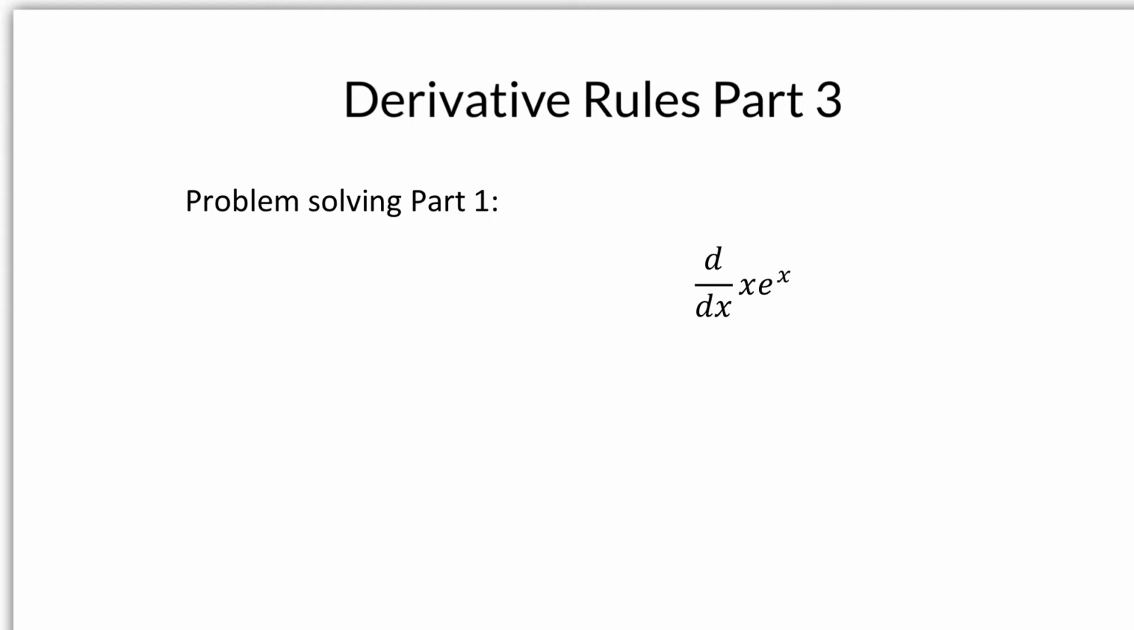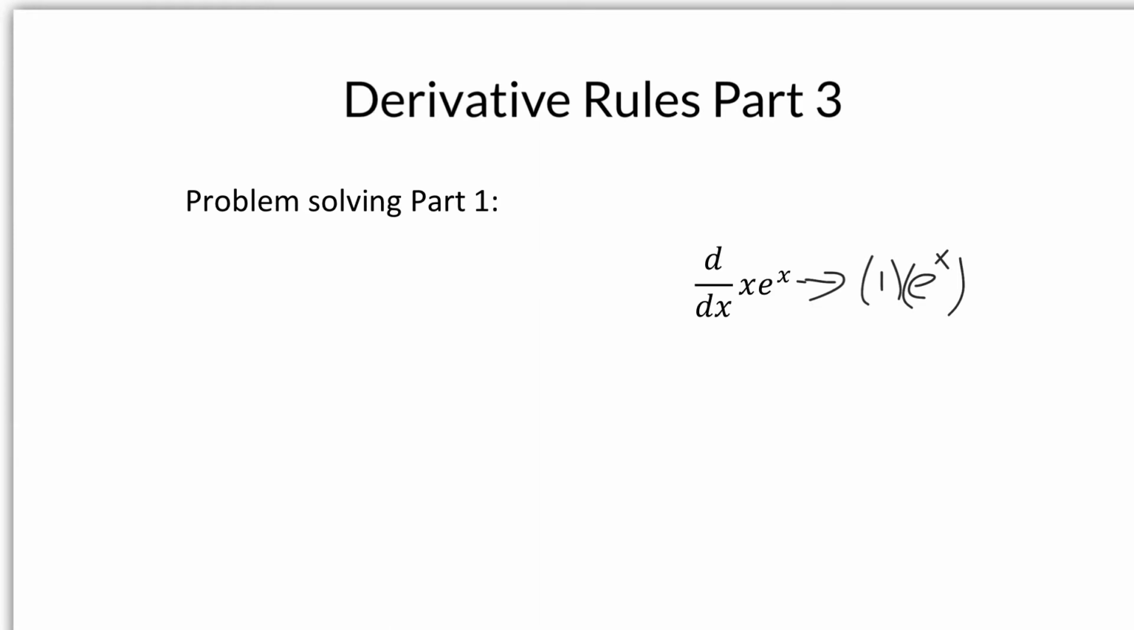Hello. In this video, Derivative Rules Part 3, we're going to investigate this problem that was posed at the end of the last video, the derivative of x times e to the x. Again, I told you to make a prediction, and perhaps you thought the derivative would be 1 times e to the x, because the derivative of x is 1 and the derivative of e to the x is e to the x. Sort of like saying the derivative of a product is the product of the derivatives, because that's how limits worked.